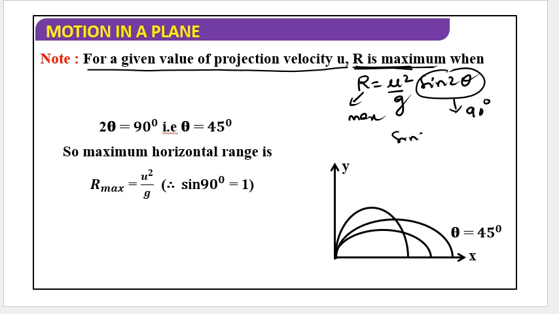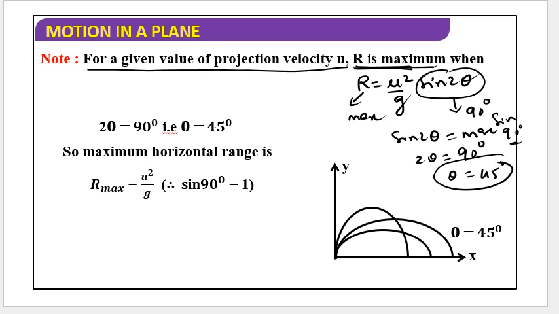When sin 2 theta is maximum, 2 theta should be equal to 90 degrees, because in sine the maximum value is at 90 degrees. So 2 theta equal to 90 degrees. From this theta is equal to 45 degrees. So the range is maximum at 45 degrees. So the maximum horizontal range is at theta equal to 45 degrees.